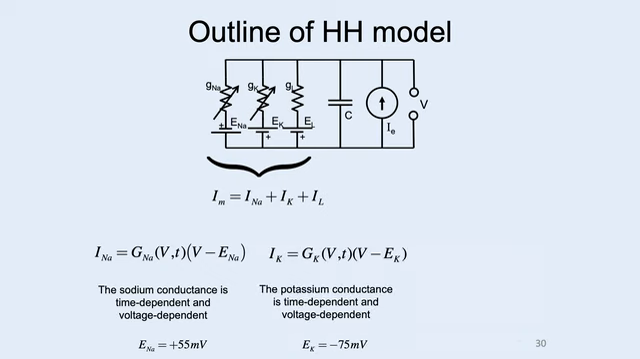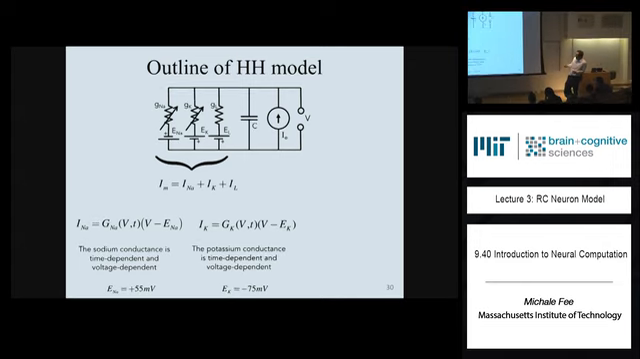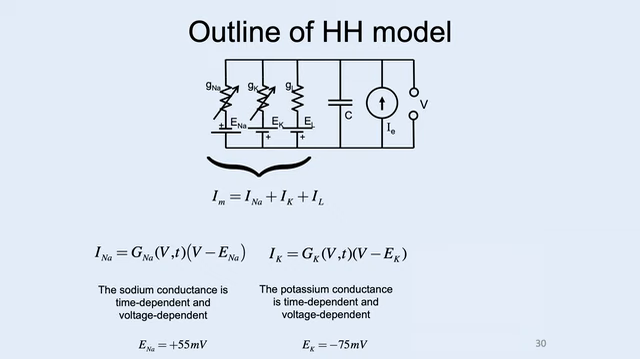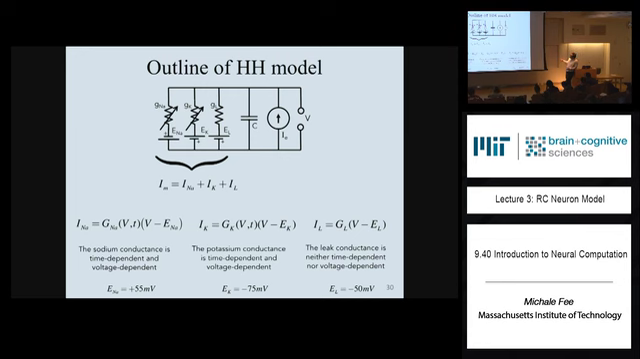And here's the potassium current. It's just GK times the driving potential for potassium, and the potassium conductance is voltage and time dependent. Again, EK is minus 75, ENa is plus 55. And our leak current is just the leak conductance times the driving potential for the leak current. The difference is that in this model, the leak conductance is just constant. It has no time dependence. It's always there, and it's voltage independent. All right, any questions about that?